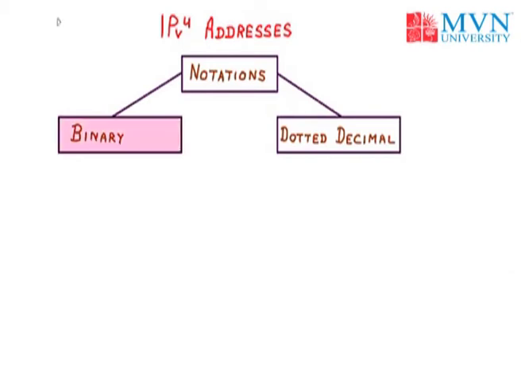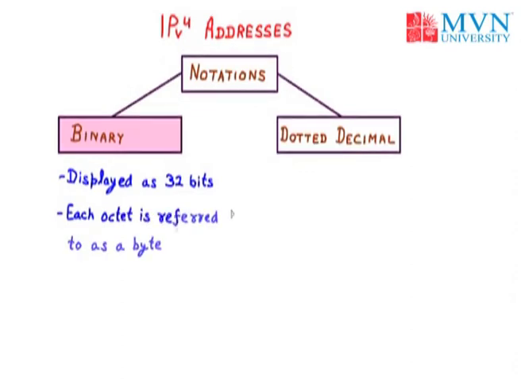Now the IPv4 address is displayed in 32 bits, as it is a 32-bit address. Each octet is referred to as a byte. So we can also say that the IPv4 address is a 32-bit address or a 4-byte address. In the 4 bytes we have 8 bits each, that means 8 multiplied by 4, that is 32.